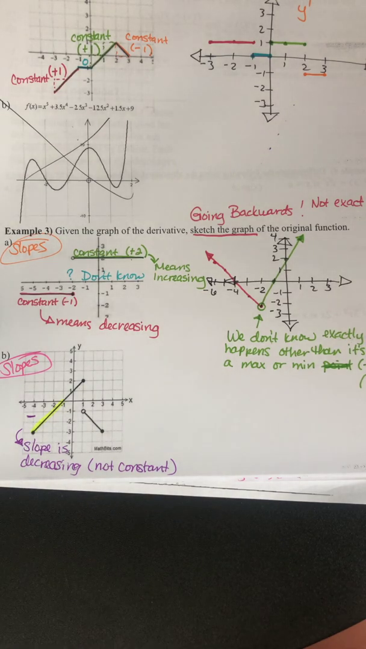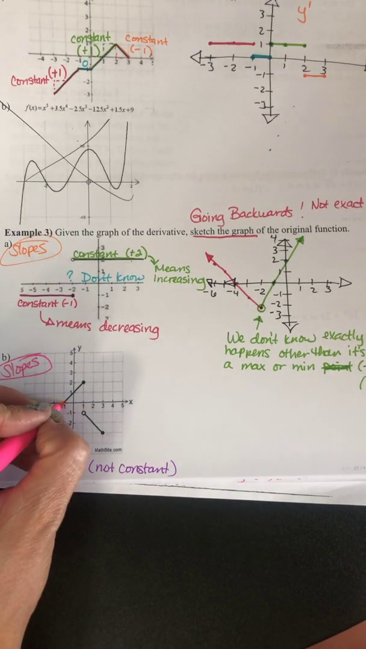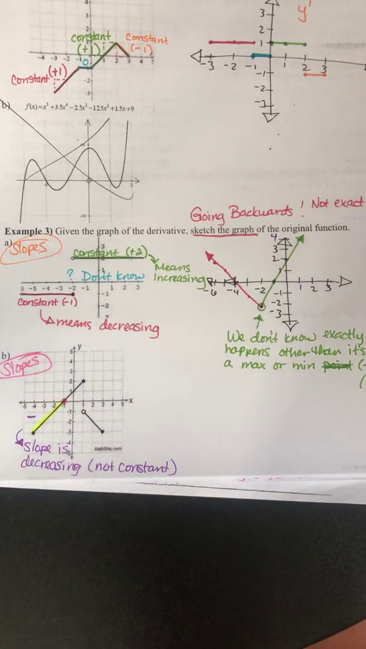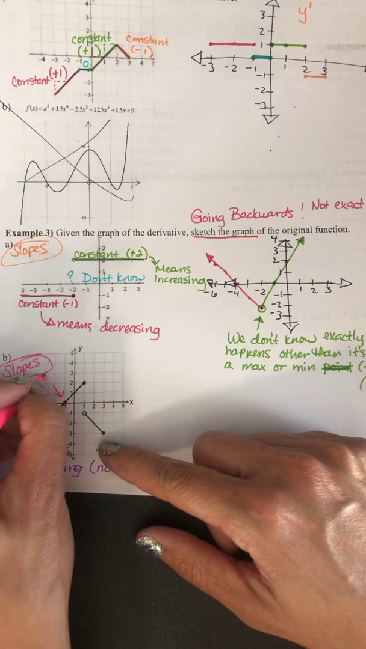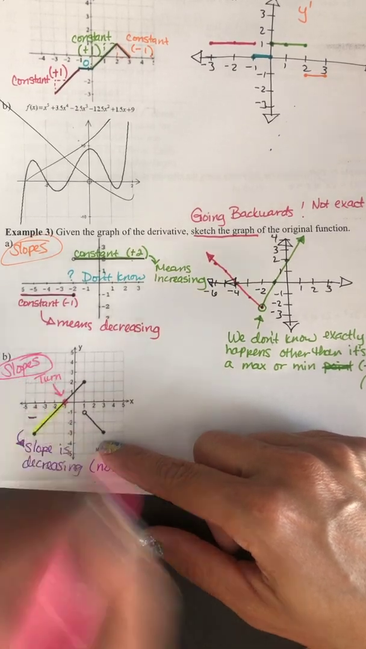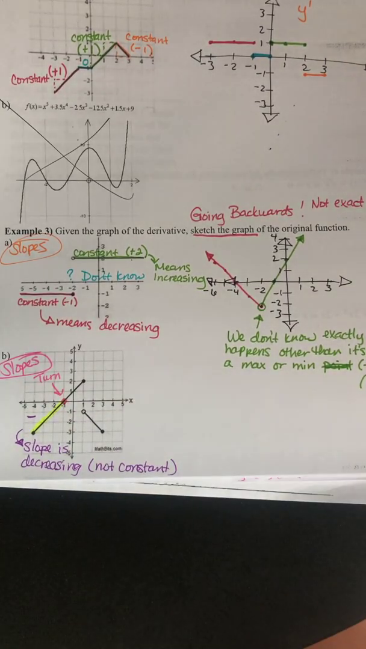We also know that we are crossing the x-axis. So whenever we cross the x-axis like that, that means we're going to turn. We're going to have a turning point. So there is going to be a curve in our graph. Is it a max or a min is what we're going to need to figure out.